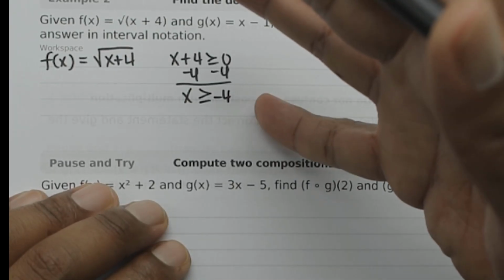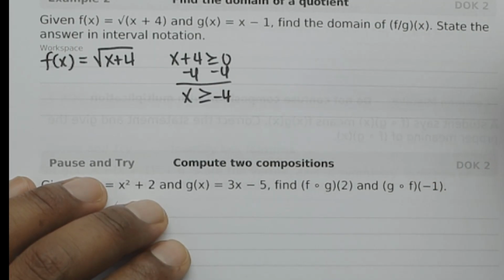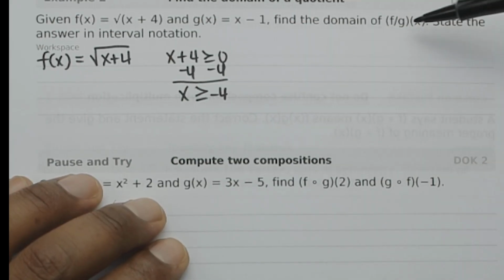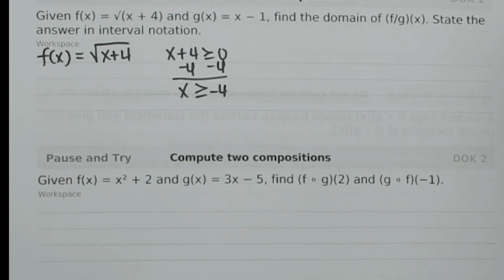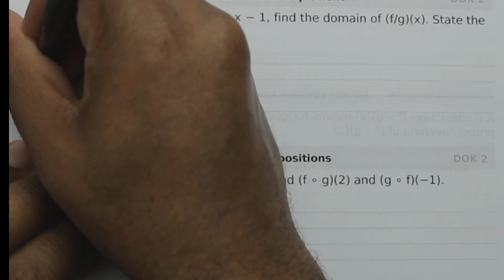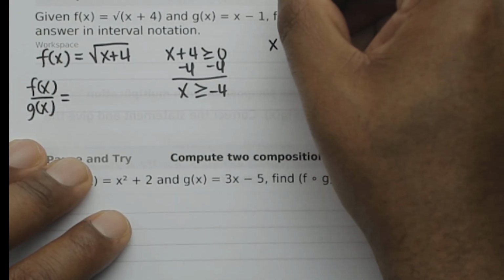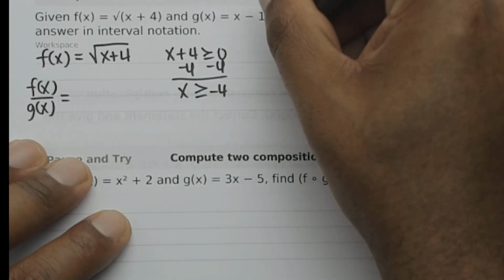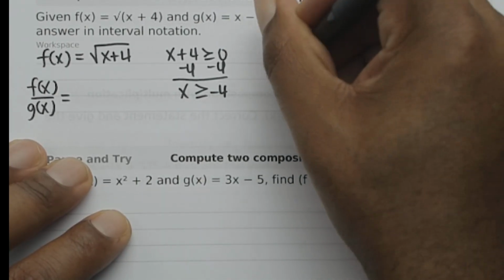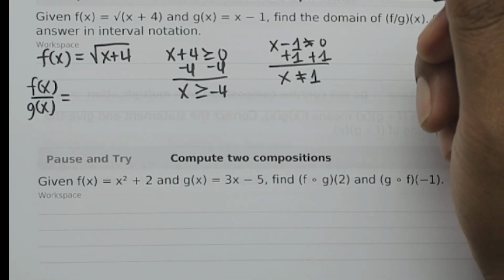Now we have to look at the denominator function, which would be x minus 1, because we're looking at f divided by g of x. When we understand that this is what we're looking at, we have to know that this function cannot be equal to 0. So x minus 1 cannot be equal to 0. So x cannot be equal to 1 in this case.